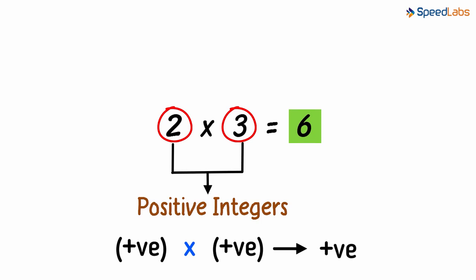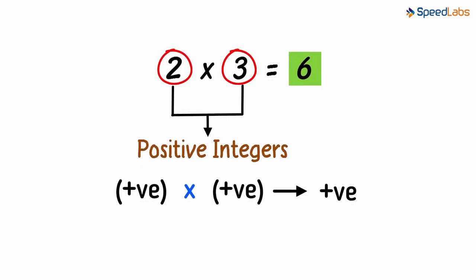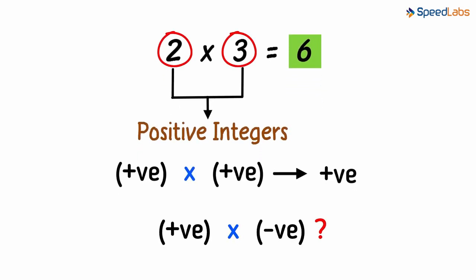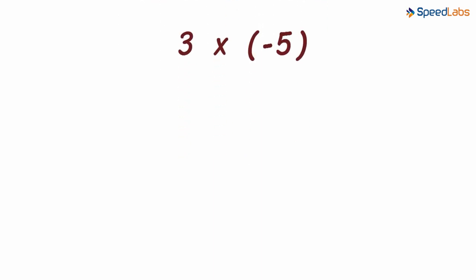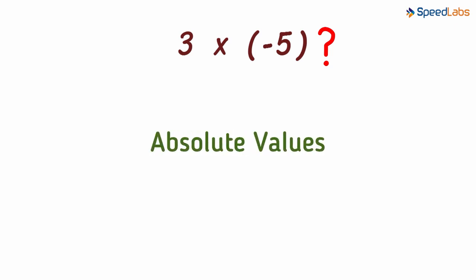But what if we have to find the product of integers with different signs? That is, one positive and one negative integer. Here's an example for you. In the above example, we have to find the product of 3 and negative 5. How can we get the answer? It's very simple. To find the product of two integers with different signs, we first multiply their absolute values and we keep the negative sign for the product.